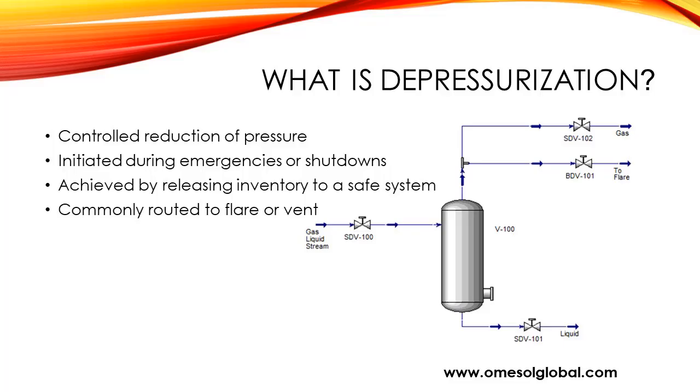What is depressurization? Depressurization is the controlled reduction of pressure inside a vessel or process system. It is typically initiated during emergency conditions such as fire exposure or during planned shutdowns. This is achieved by releasing the process inventory, usually vapor, to a safe disposal system such as a flare or vent. The objective is not normal control but risk reduction.